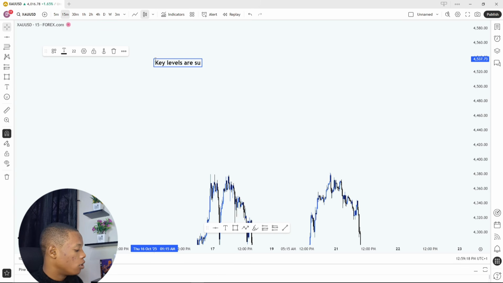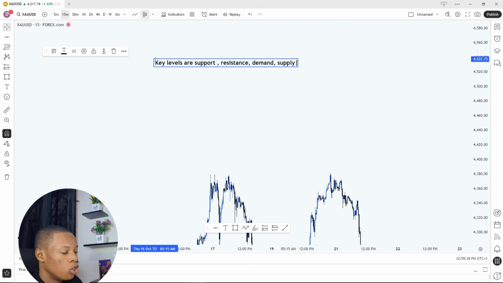are support, of which I'm going to show you how to mark them out. Key levels are support, they are resistance. They act like a resistance to the market, then they act like a demand, now they act like a supply. Literally, all of these names, I'm going to show you how they relate. They literally mean the same thing.